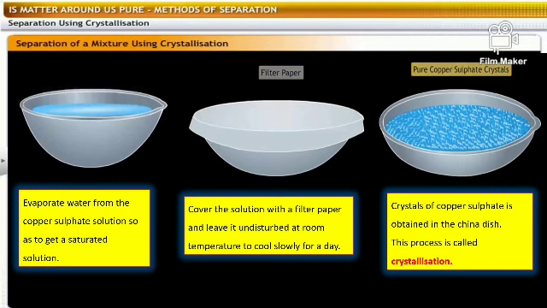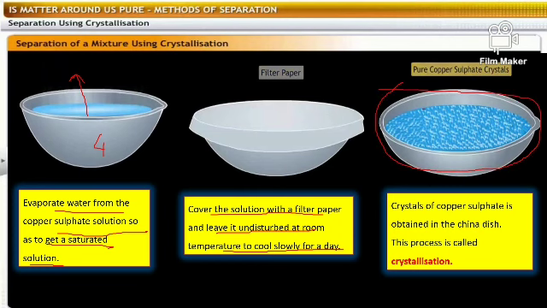In the 4th step, evaporate the water from the copper sulfate solution to get a saturated solution. This water will be evaporated. Cover the solution with the filter paper and leave it undisturbed at room temperature to cool slowly for a day. So what we are doing, we are covering it with filter paper or a cloth and we will leave it undisturbed. So we will see next day crystals of pure copper sulfate. This process is called crystallization.